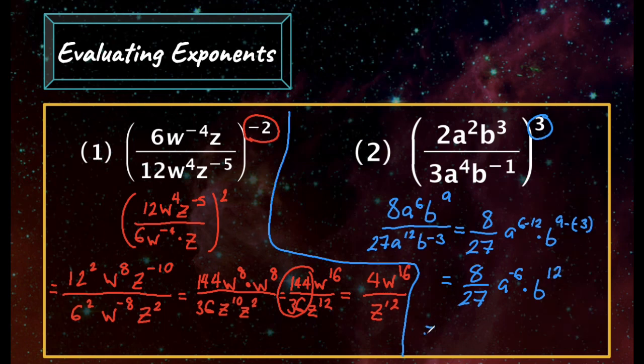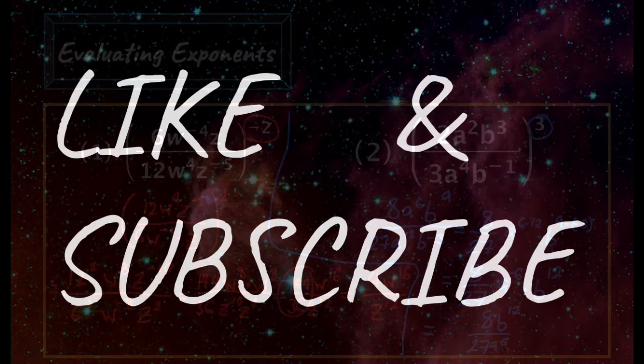The last thing that we need to do is bring the a to the power of negative 6 to the bottom to turn the exponent positive. And finally, we'll have 8 times b to the power of 12 divided by 27 times a to the power of 6.